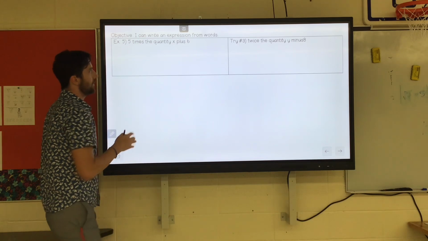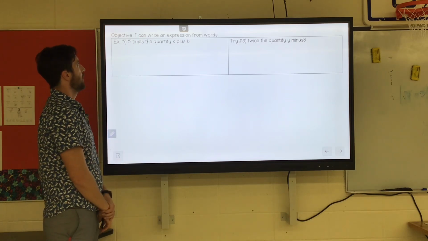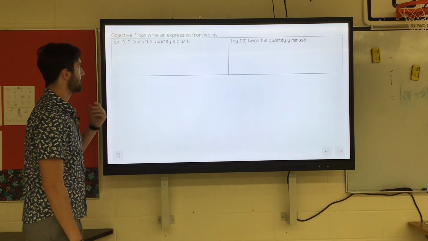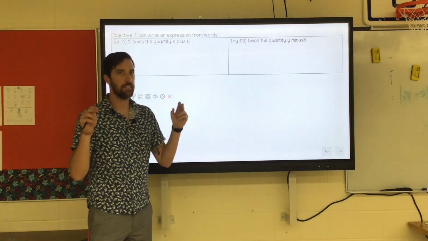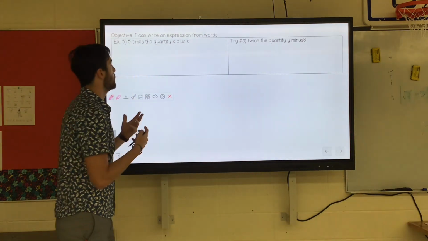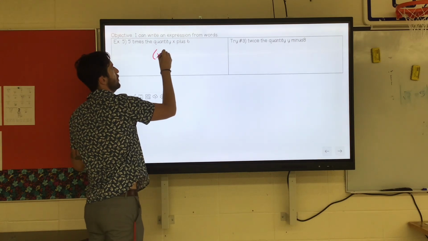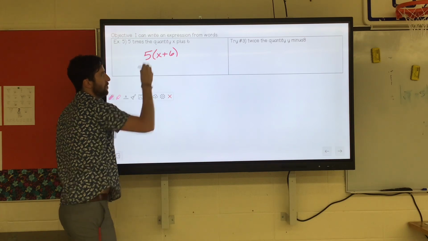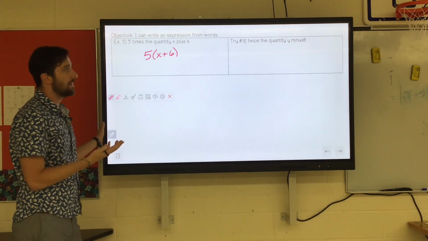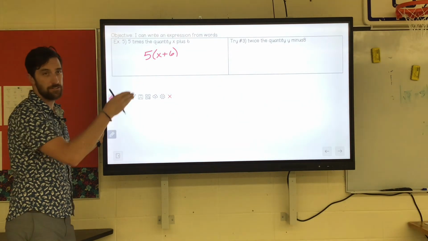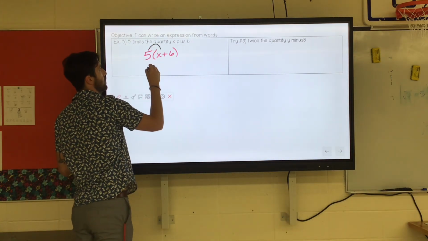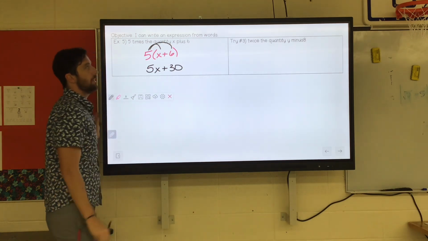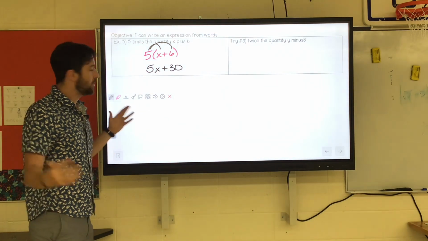All right, I think these are the last ones. 5 times the quantity x plus 6. So when you see words like quantity, that's going to indicate parentheses. So the quantity x plus 6 would be like x plus 6 in parentheses. And then you have 5 times that. That just means the 5's going on the outside. That's all it's asking us to do, but we might as well practice distributing that as well. 5 times x is 5x. 5 times 6 is 30. That's it. There's one here for you to try. Give it a whirl. Check back in.